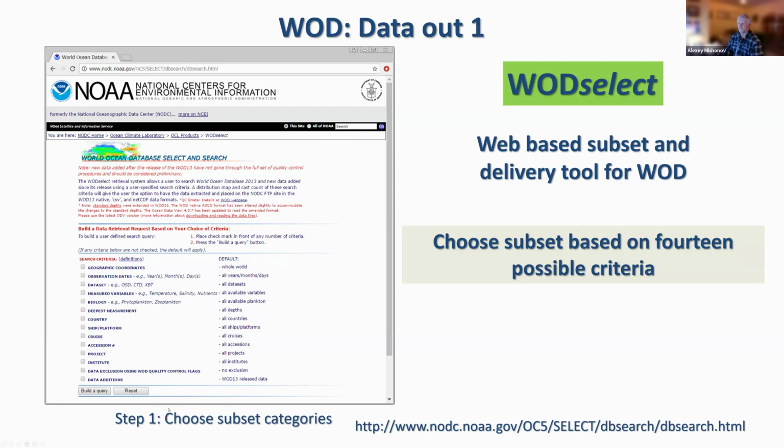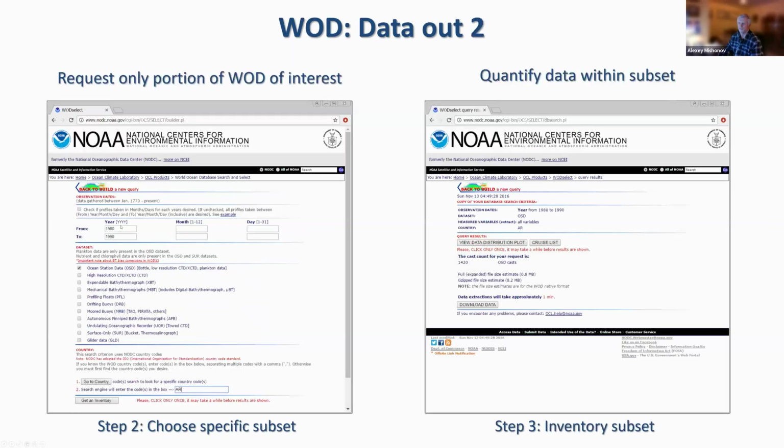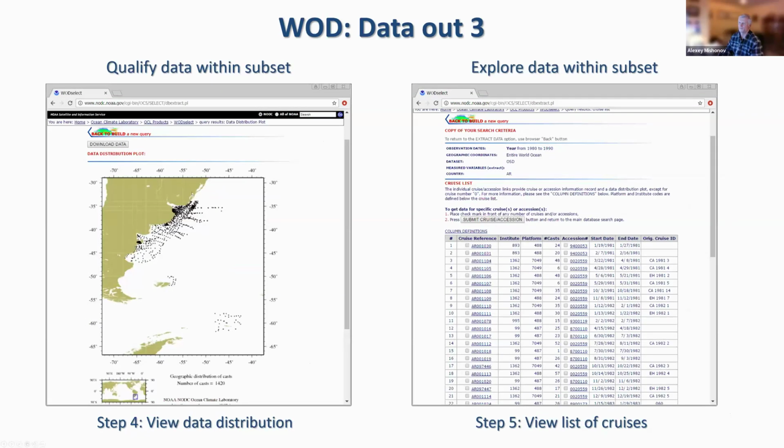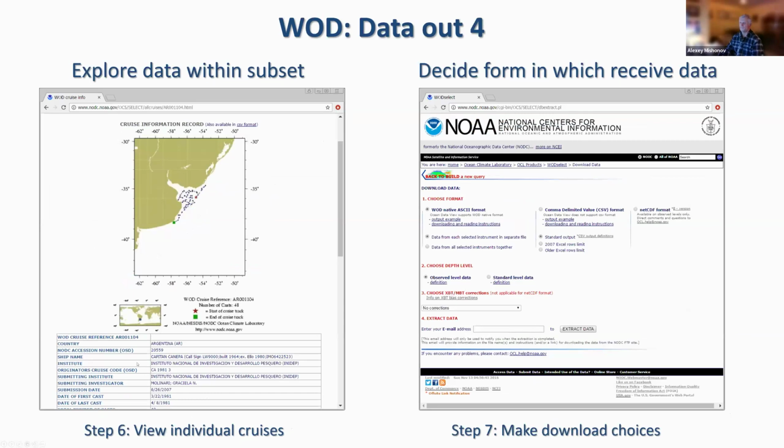So this is the first screen, where you can select the main categories for which you want data. Then you can select the data for different instruments. You can check what your selection gives you, how many casts and which ones in which years. Next you can see a map where your data is located, and a list of the cruises which were used to collect this data. And then you can check any cruise by itself, one by one, if you want to.